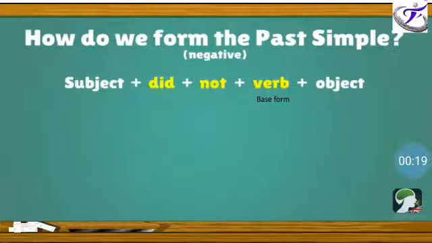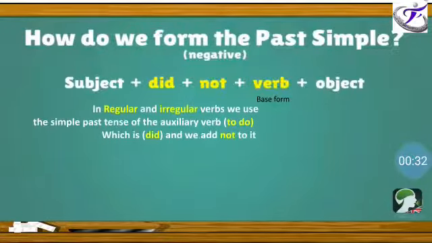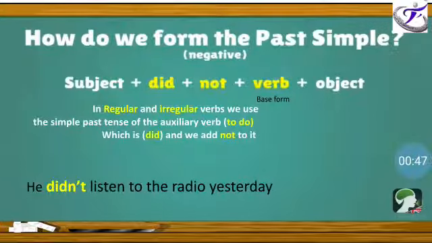How do we form the past simple in negative form? We start by a subject plus did plus not plus the base form, infinitive form, plus the object. In regular and irregular verbs, we use the simple past tense, the auxiliary verb to do, which is did, and we add not to it. For example, he didn't listen to the radio yesterday.